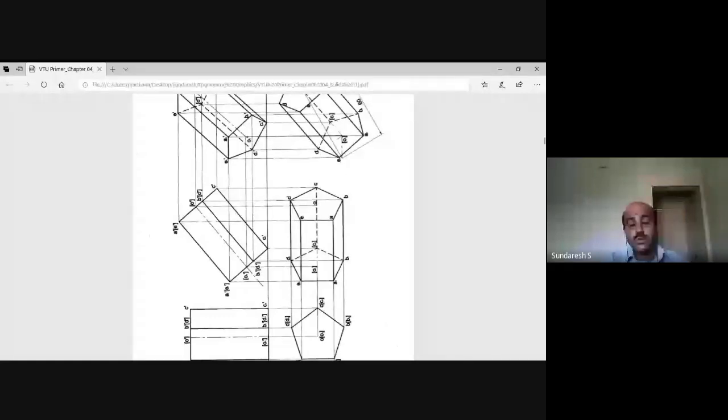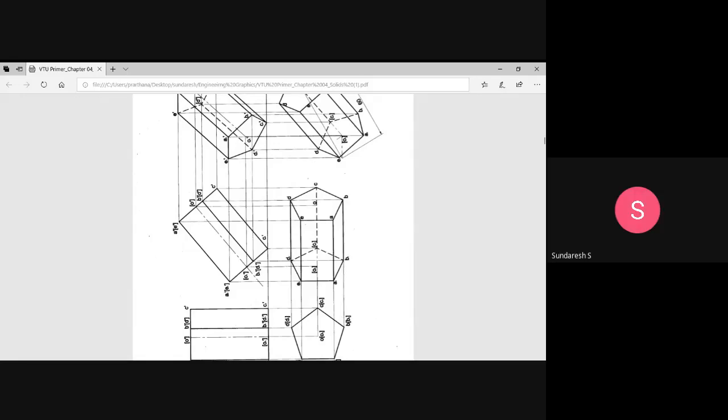I have taken different cases, that is, a solid resting on HP with an edge, or with a corner, in the square, and we have also taken one problem on the pentagonal prism. In today's class, I am going to teach how to do a problem in solids with the beta angle. We discussed what the beta angle is in the case of laminas, so in the case of solids, how can we take the beta angle? That we are going to discuss. So we take one simple problem now, and we are going to start that problem.